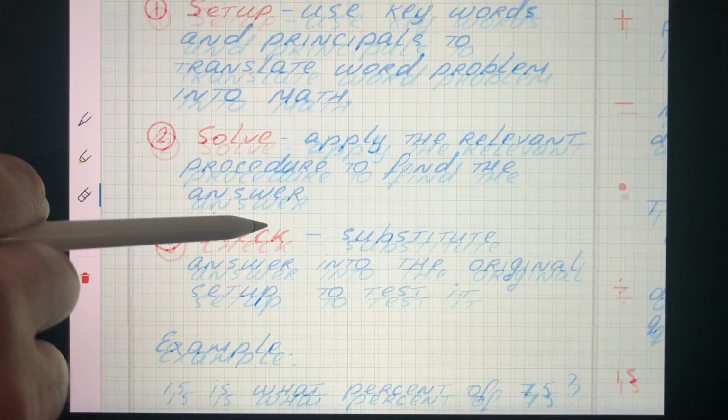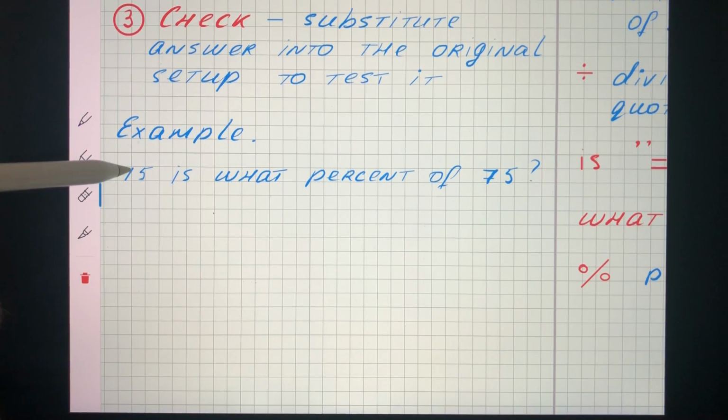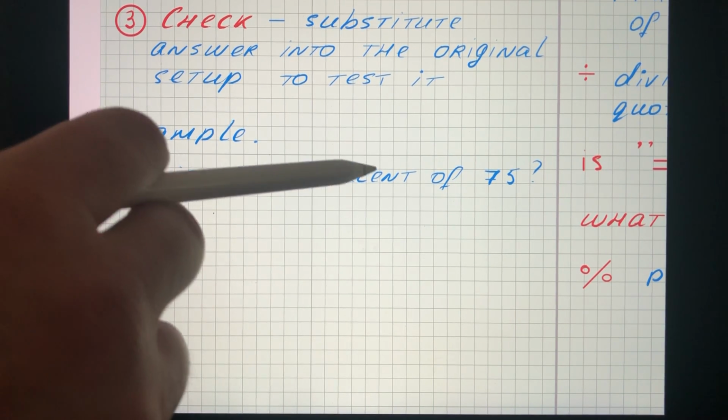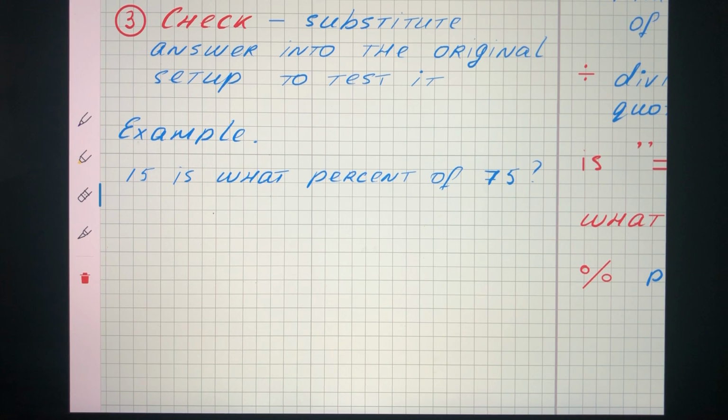So here is the first example. 15 is what percent of 75? So the first phase is translation. Let us translate it into math. 15 is means equal, what is the unknown, percent means divide by 100, of means times 75.